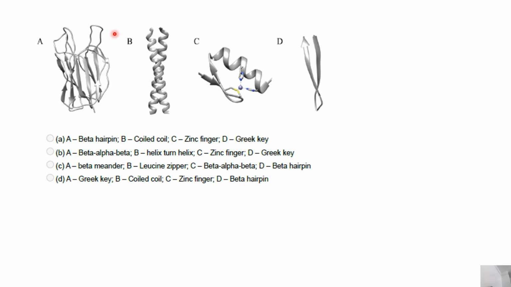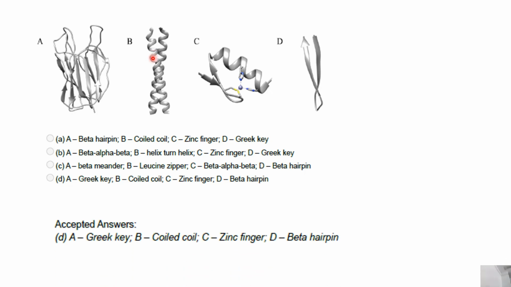So this is Greek key, this is coil. Okay. This is the zinc finger and this is beta hairpin.